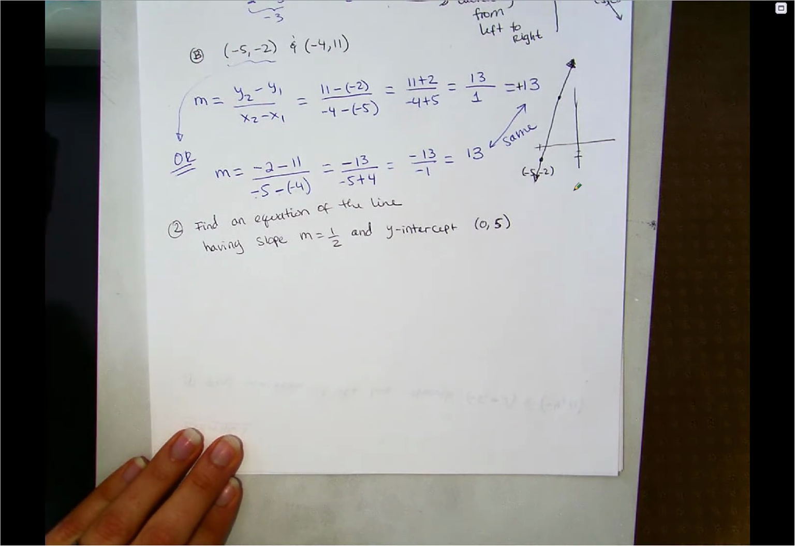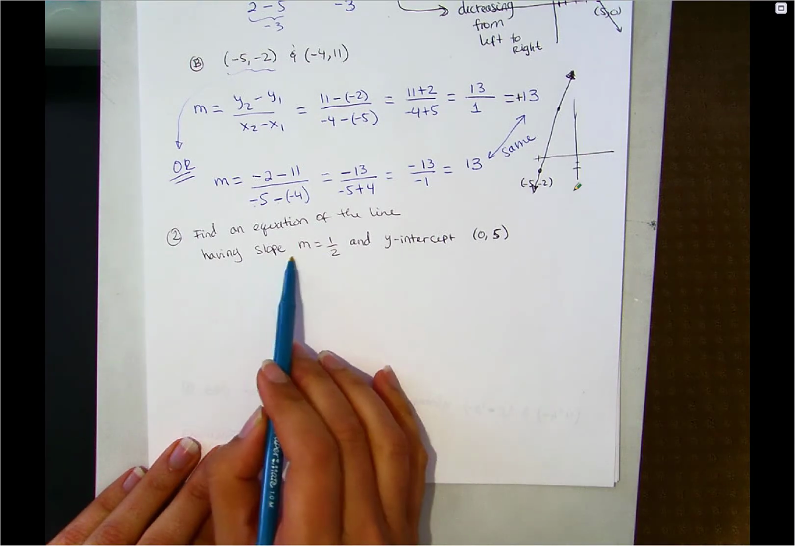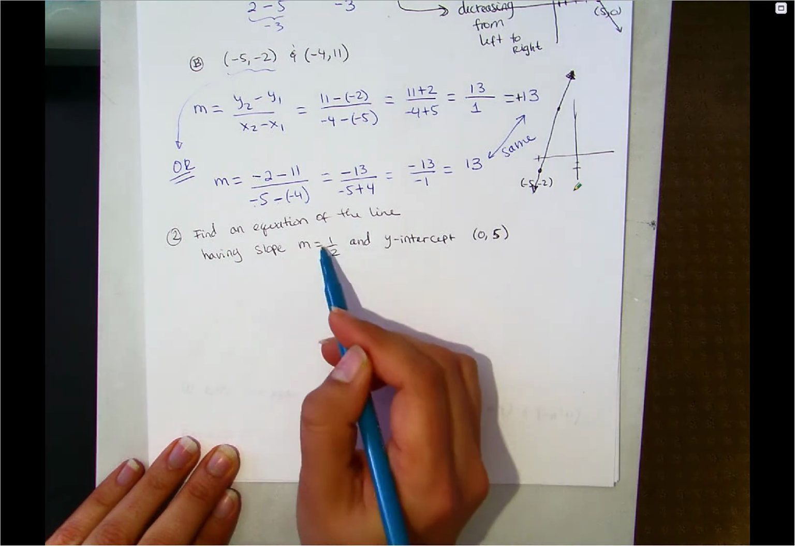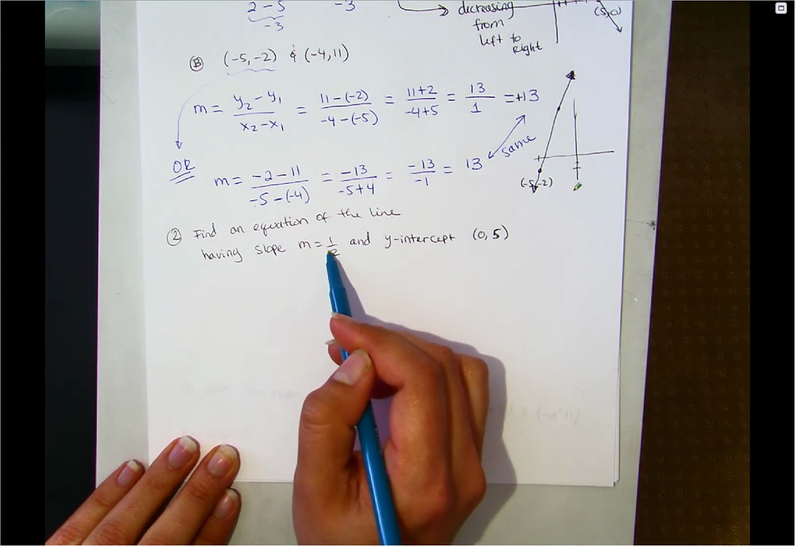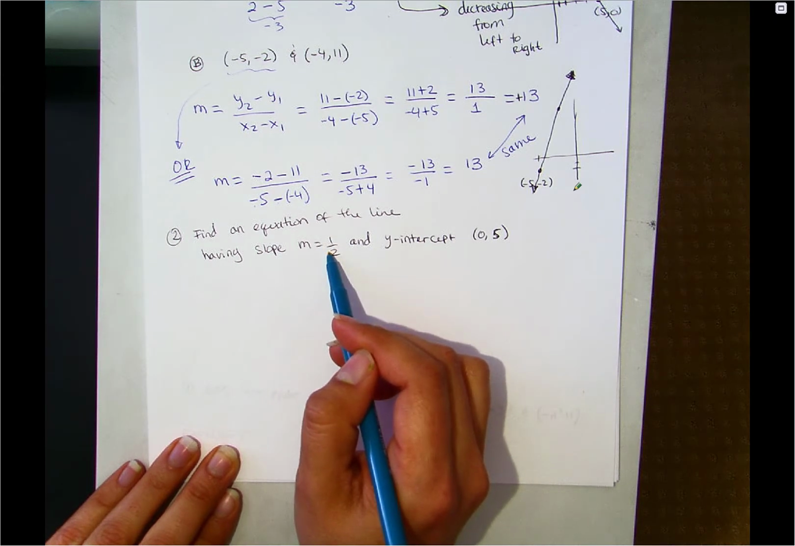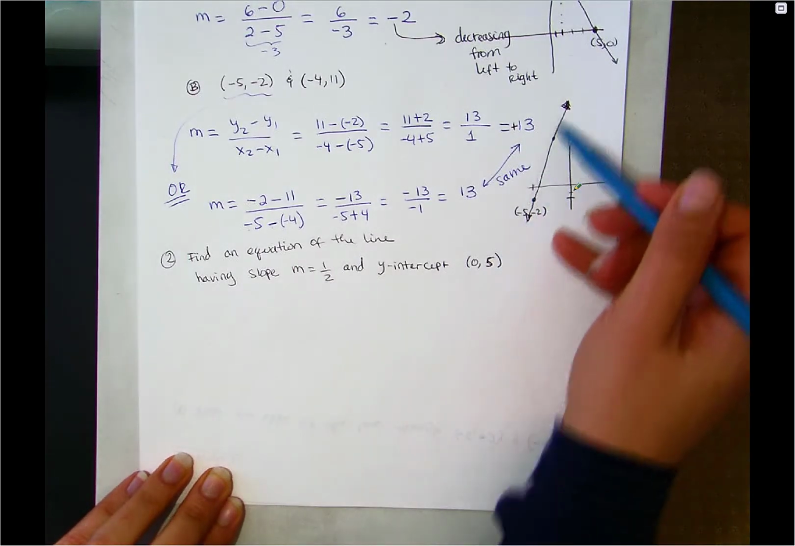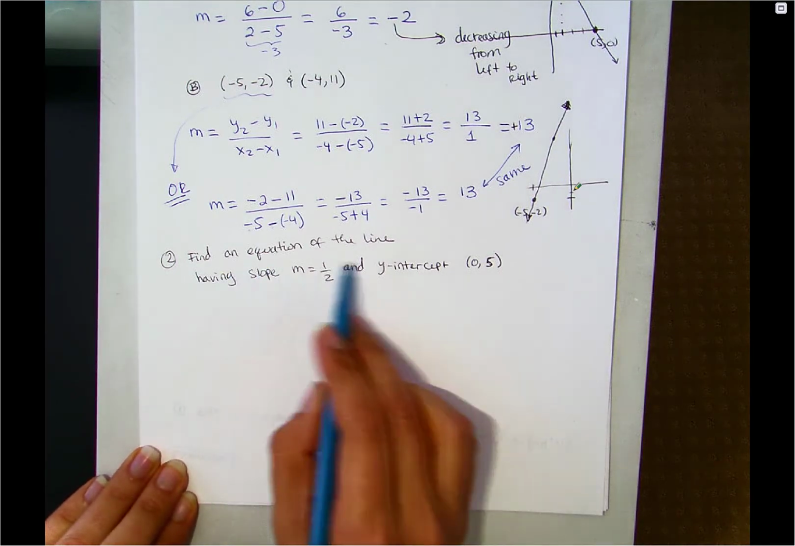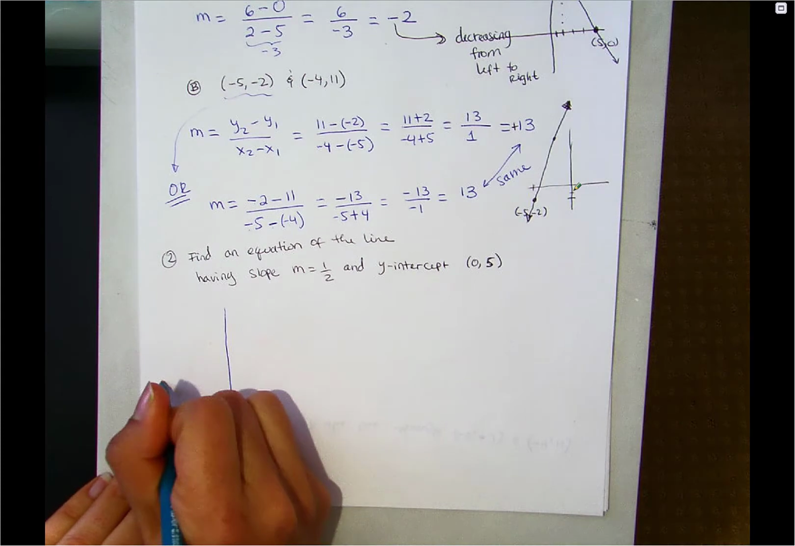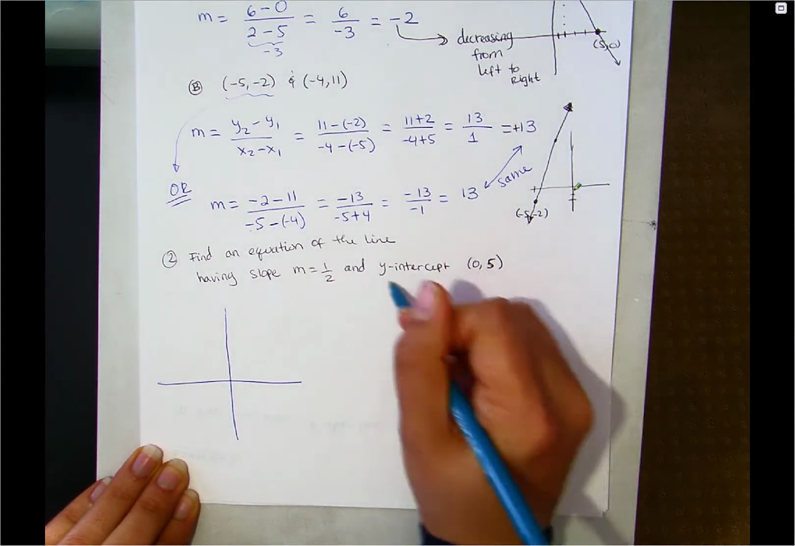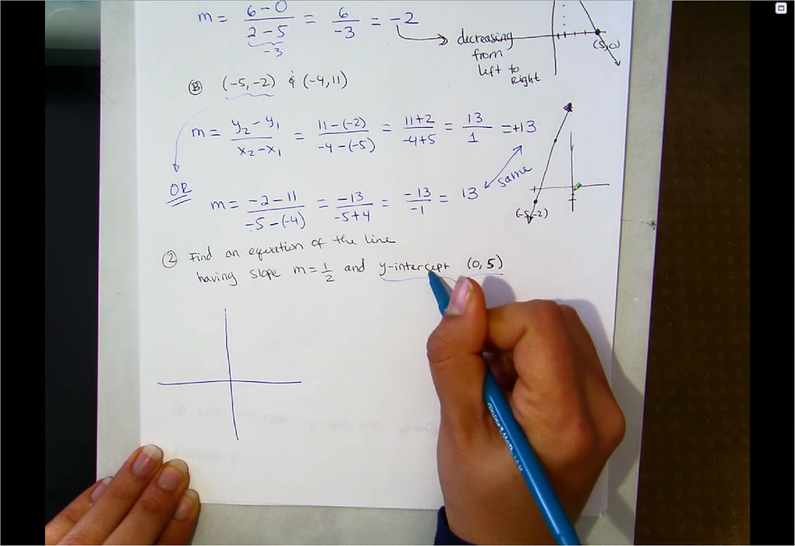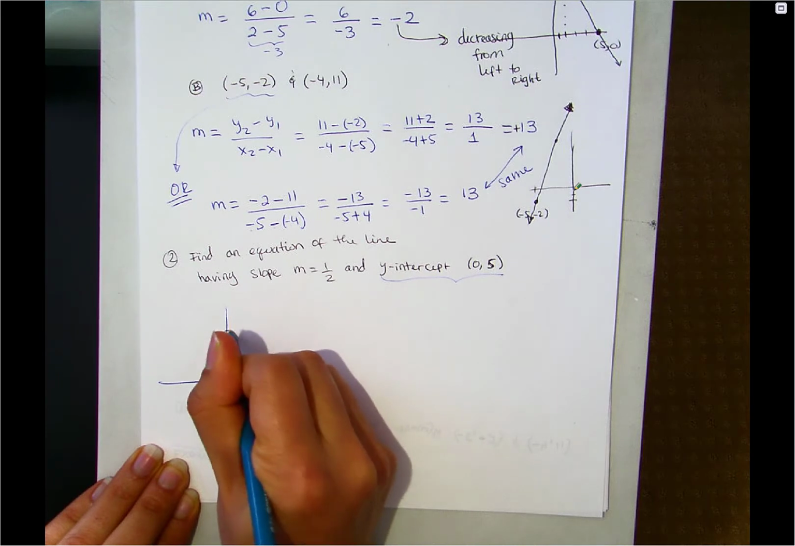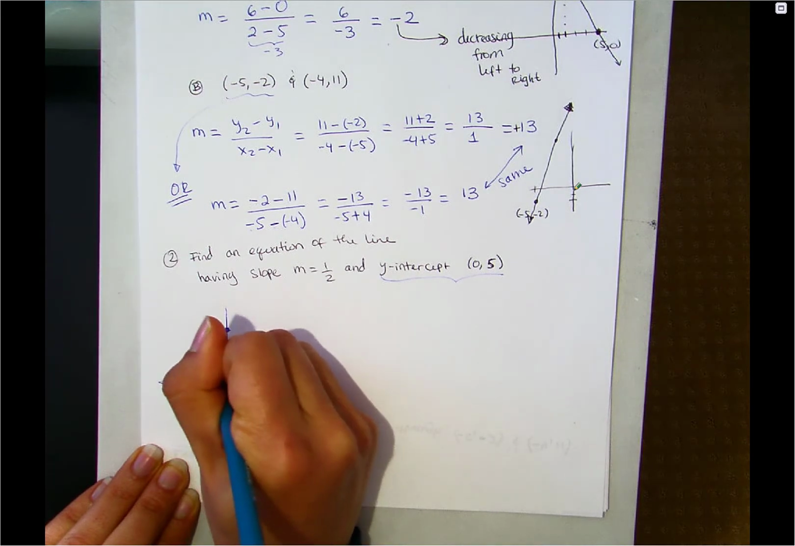Now let's find an equation of the line having slope 1/2 and y-intercept of (0, 5). Since the slope is positive 1/2, what do you anticipate this line is going to look like? It should be increasing. The slope is positive, so it will increase. To graph it, I know my y-intercept is (0, 5). The y-intercept is where it crosses the y-axis, so x is 0, y is 5. There's my y-intercept.